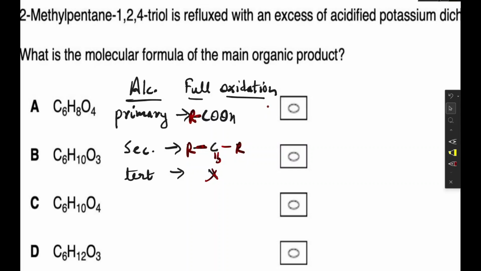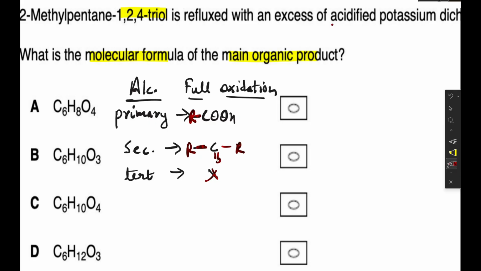So you will lose the mark if you oxidize a tertiary alcohol, and that's the key rule. Here we go. This is the question given by one of the students. Let's read it. It says 2-methylpentane-1,2,4-triol is refluxed with an excess of acidified potassium dichromate. What is the molecular formula of the main organic product? So it's a 1 mark question.